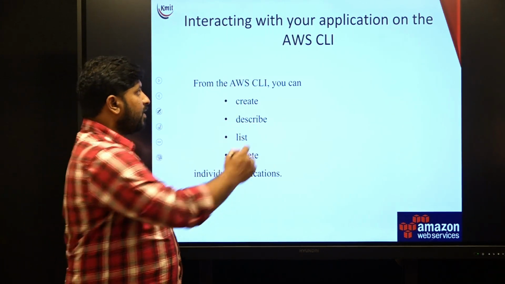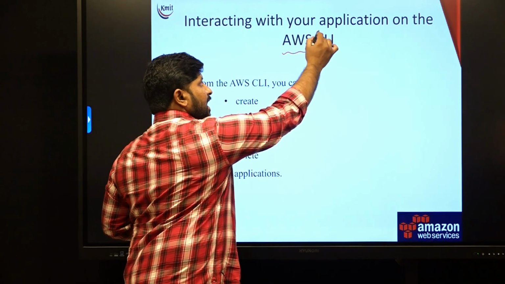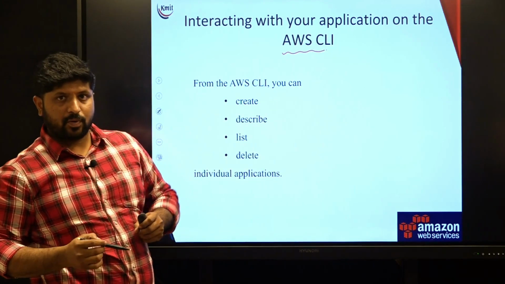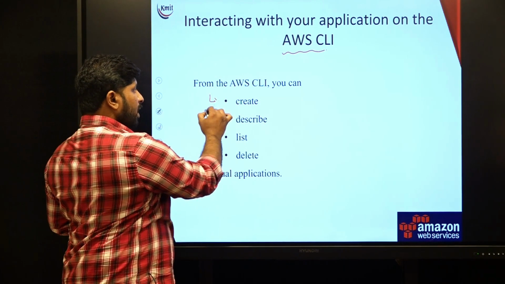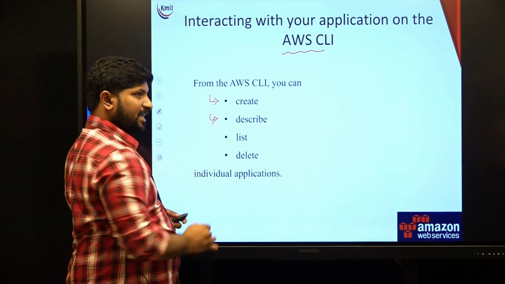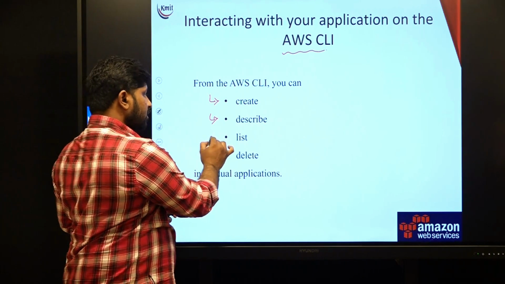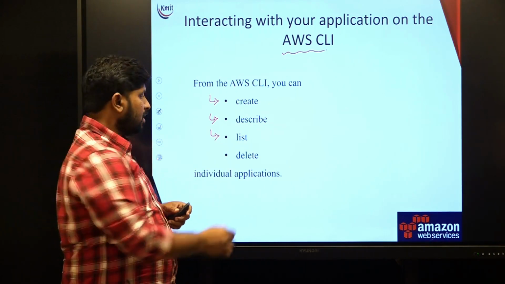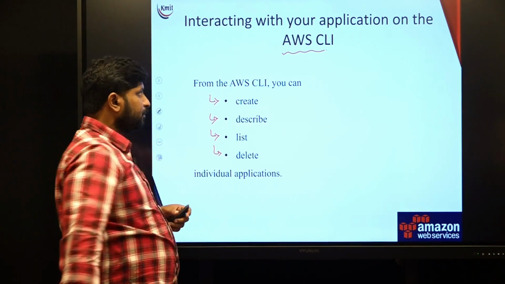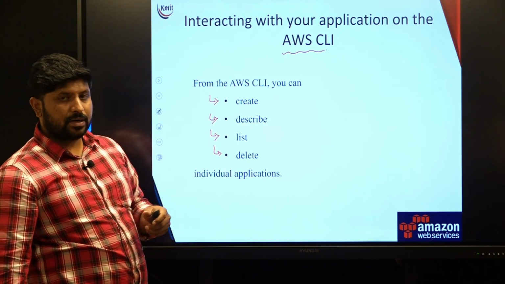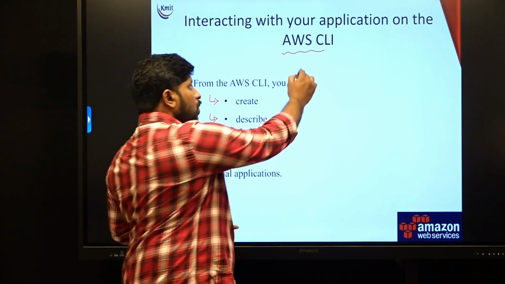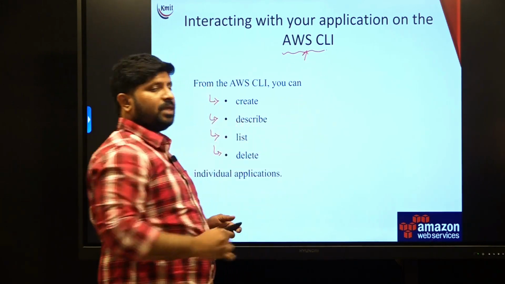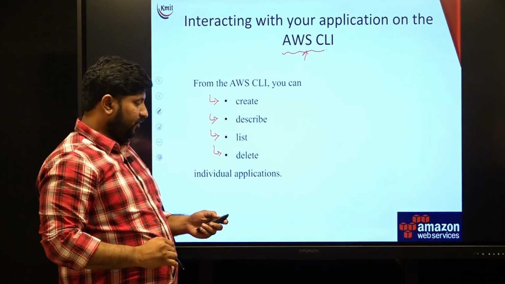Next, when we are interacting with AWS CLI with your applications deployed on EMR server, then what things we can perform? One, we can create. Second, we can describe an application. Third, we can list the applications. And fourth, you can delete. Previously, we have done it through GUI, that is through IDE. Now, we can perform the same things through command line interface.